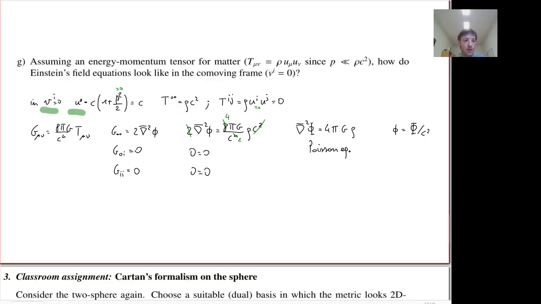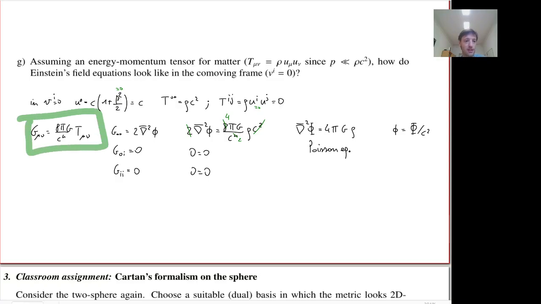With these components of the four-velocity, we can compute the energy momentum tensor, the 00 component and the ij component. Look, the ij component of the energy momentum tensor is identically 0, just because the flow velocity is 0. Again, because we are moving with the flow of the matter, of the source of gravity.